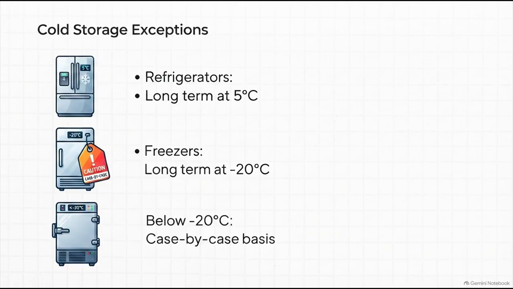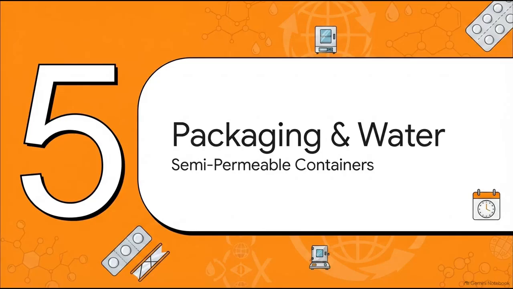Of course, not all drugs sit on a standard pharmacy shelf at room temperature. Biologics, vaccines, certain liquids, they require cold storage. So the guideline outlines specific baselines for these exceptions. Refrigerator drugs do their long-term testing at 5 degrees Celsius, while freezer drugs are tested at -20 degrees. And anything colder than that, like those ultra-cold mRNA vaccines we've heard so much about, is strictly evaluated on a case-by-case basis.